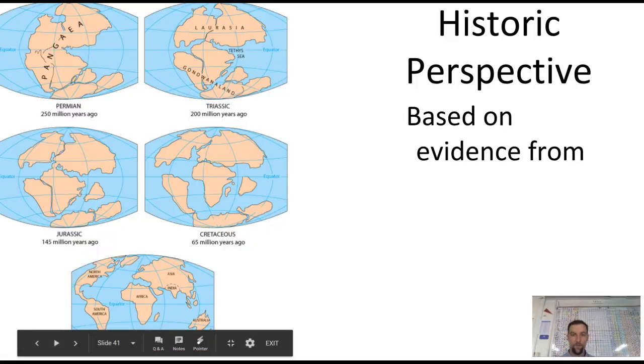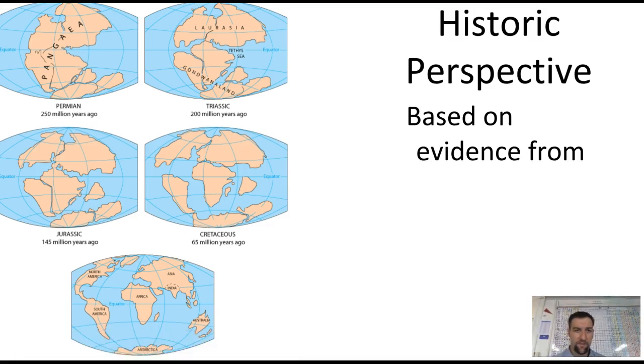Okay, so a little perspective on hotspots. This is a little perspective on how those plates have moved throughout the history of Earth. So we look at 250 million years ago, Permian era, we're going to see Pangea, and you can see how it starts to split apart. Triassic, Jurassic, now we're moving further. Cretaceous, 65 million years ago, and then here's our present day. So you can see the new oceans that are being formed.